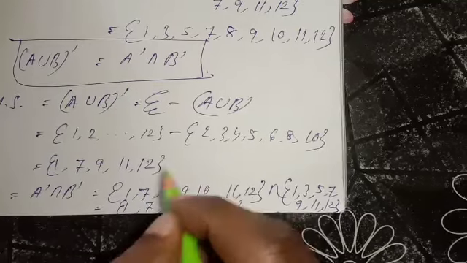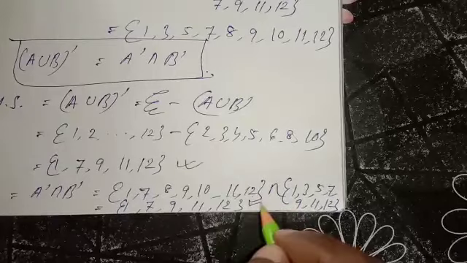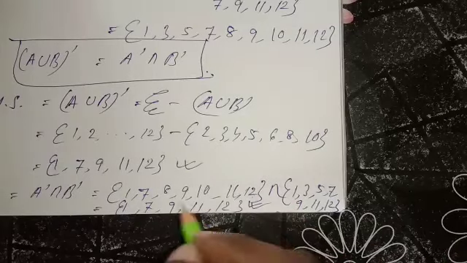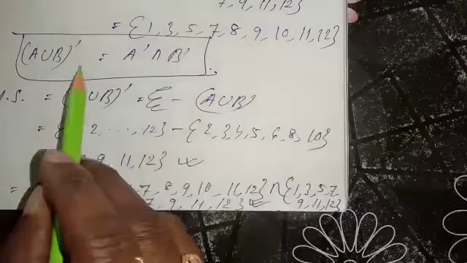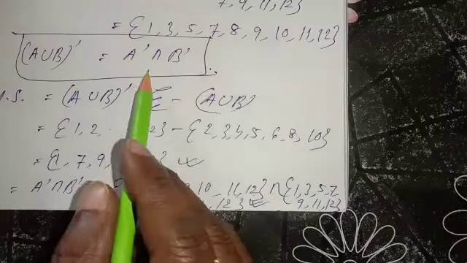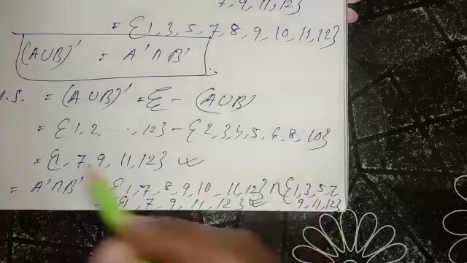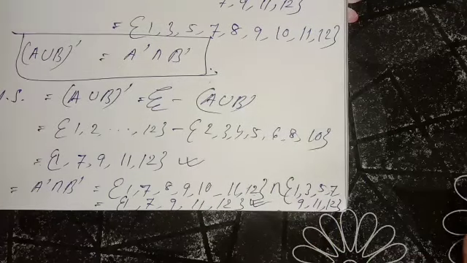Now you see whether these two are equal or not. Left hand side is equal to right hand side. Therefore, what is your conclusion? A union B whole complement is equal to A complement intersection B complement. In this way, this question is also completed. Thank you for today's class.